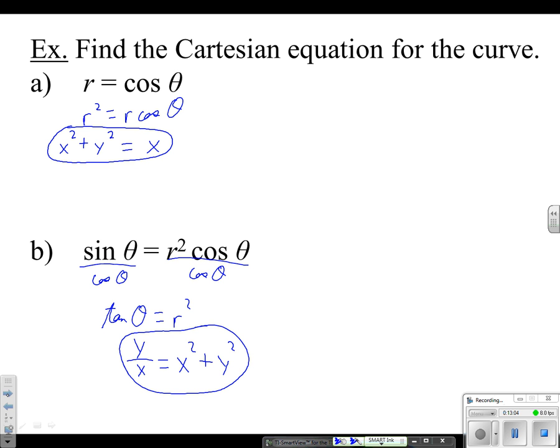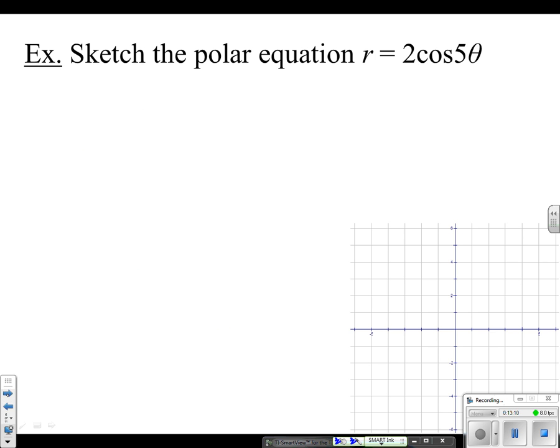So the next thing we need to talk about is how to graph polar equations. So let's consider graphing this. Sketch the polar equation r equals 2 cosine of 5 theta. Now, there are lots of ways to graph. Maybe there's some ways that you've got memorized or whatever.